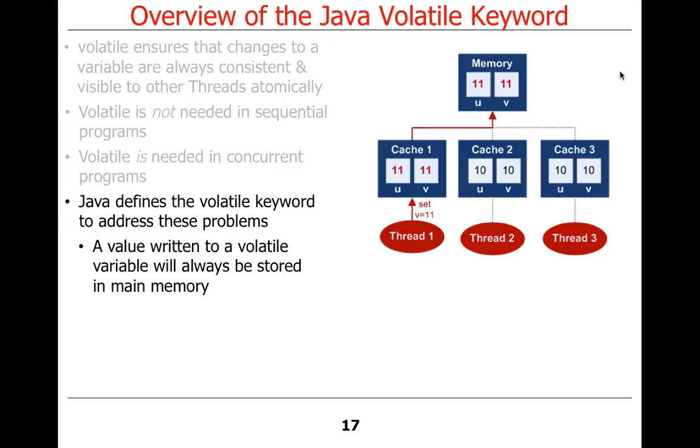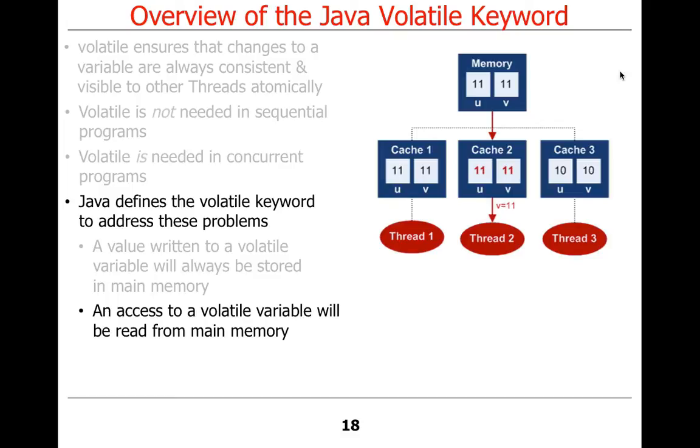When you write to a volatile variable, it never stays in the cache. It's always flushed to memory. In fact, the whole cache line is flushed, so typically other things are flushed as well. But at the very least, the value you just wrote is going to be flushed to memory. So if this thread sets V to 11, then when this other thread reads V afterwards, it will get the value of 11.